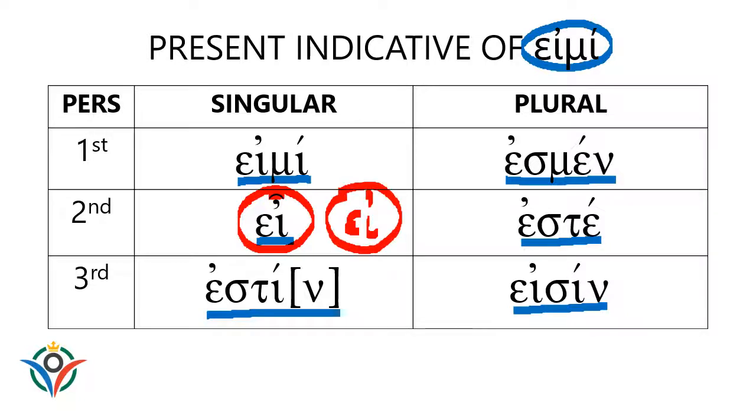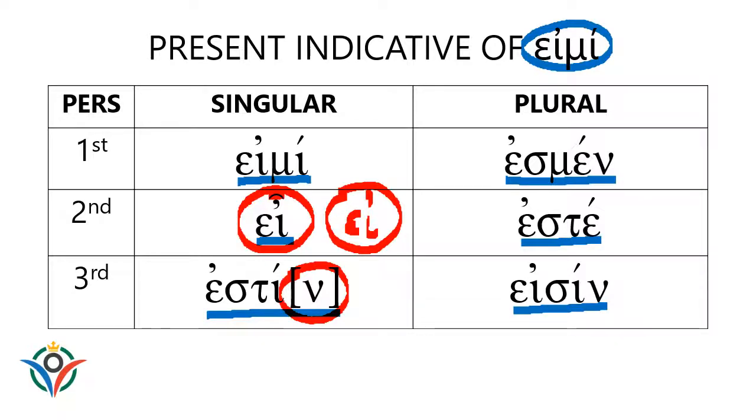Then the third person singular, as you can see, has a movable nu, which means if the letter that comes after this word is a vowel, then the nu will be there. But if the following letter is a consonant, then it will drop away.